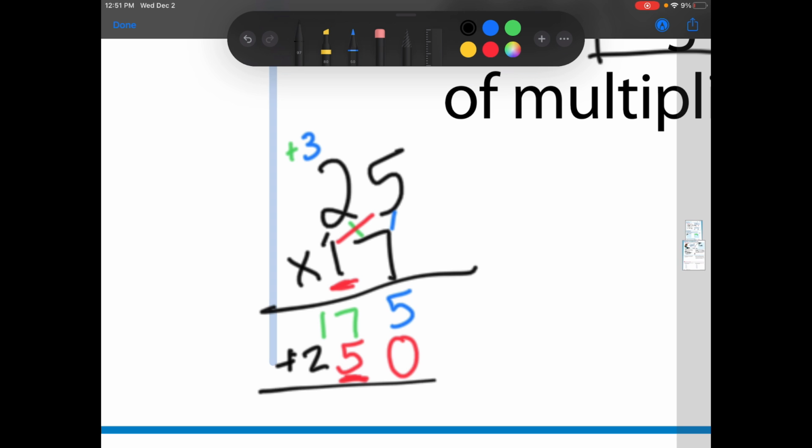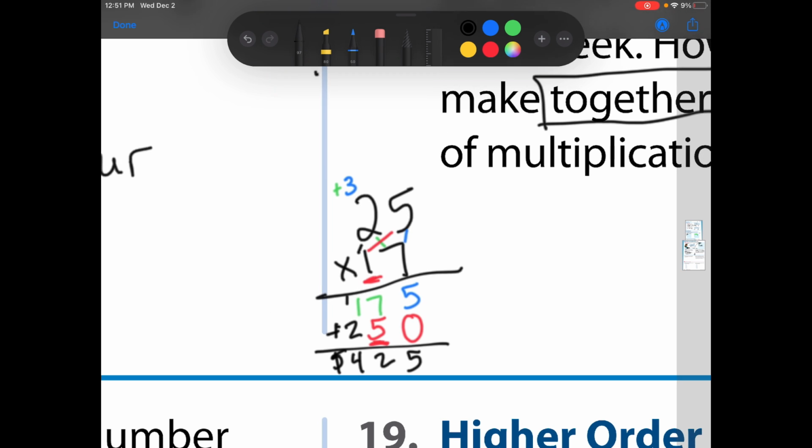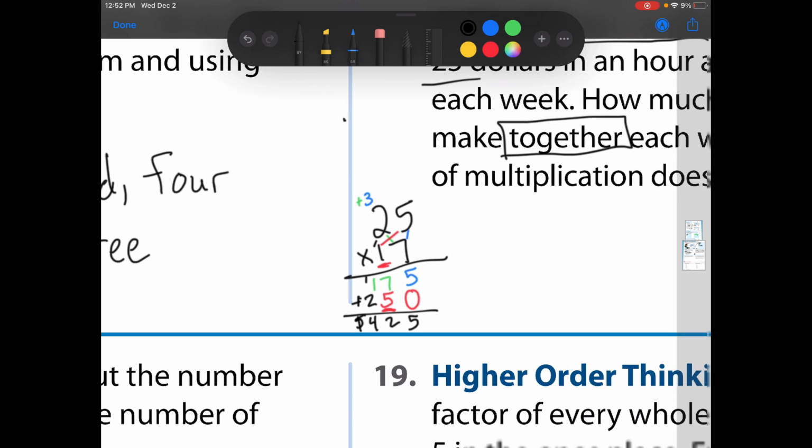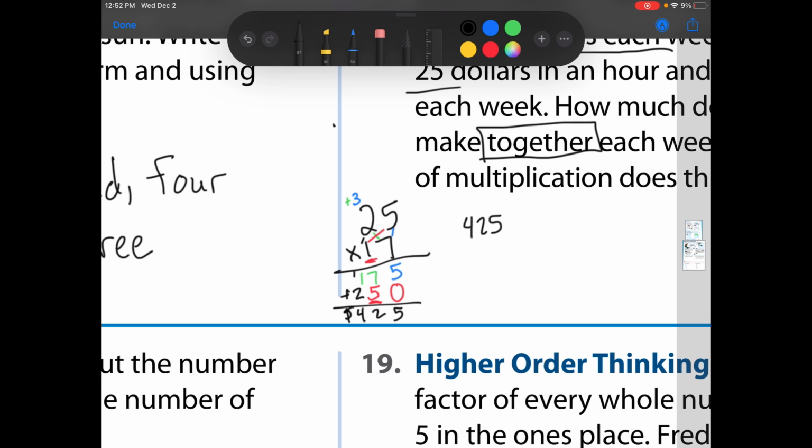So now what do we do? I just add those partial products up. Regroup that 1. So one person would make $425. Now, since there's 2 of them, what do we know? Well, we know that David makes $425, and we also know that Linda makes $425. So that's 2 groups of $425. So I add those 2 together. They put both their money together, and you'll notice we get 850. So how much money do they make each week together? They make $850 each week.